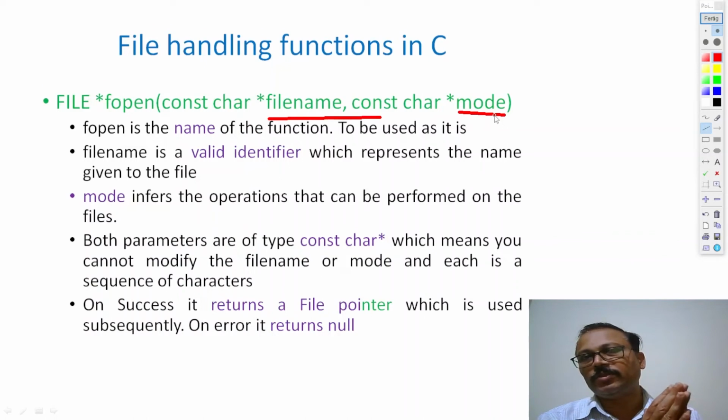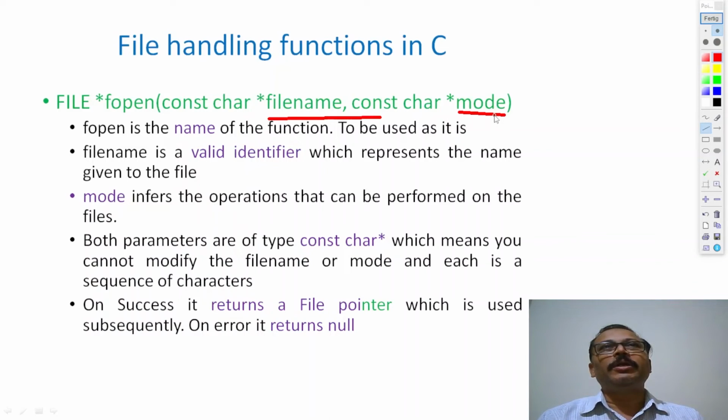Every language has its own method of defining these. So by using some symbols, C defines them, say R stands for read, W stands for write, etc. We will see that later. But mode means what you want to do with the file. You want to read, you want to write, or both read and write, or you want to append, etc.